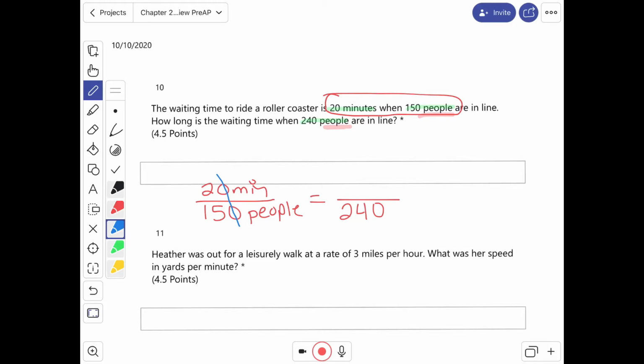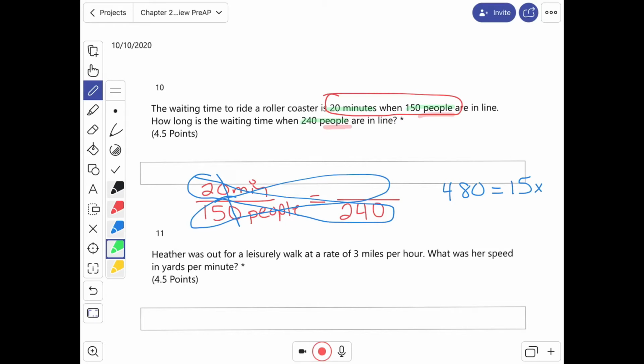Now, can I do something to 15 to get to 240? I may not know my 15s that well. So if I don't know what I could multiply 15 times to get to 240, then I cross multiply and divide. So I'm going to be multiplying 2 times 240, and I'll get 480. And on the other side, it'll be 15 times some unknown. I'm going to call it x.